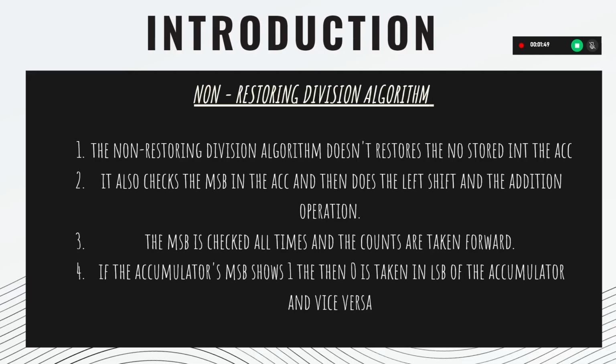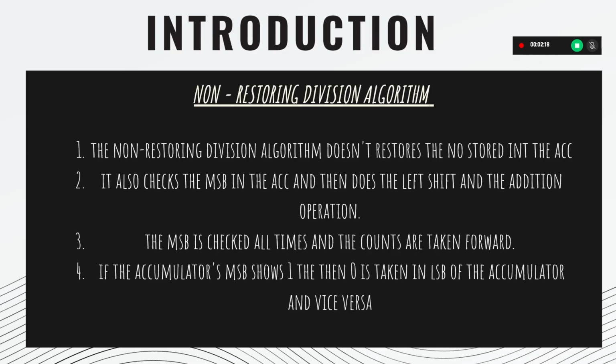In the non-restoring division algorithm, we don't take the binary number stored forward. The carry is not taken forward. The number is taken as it is in the next step. Whenever the most significant bit is 0, then the number Q naught, or we say the least significant bit of the accumulator, is taken as 1.